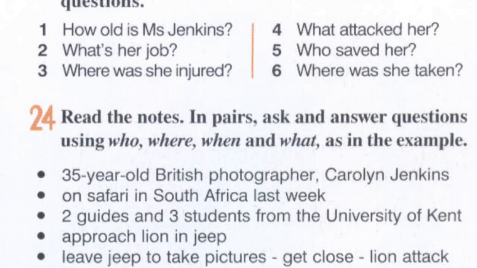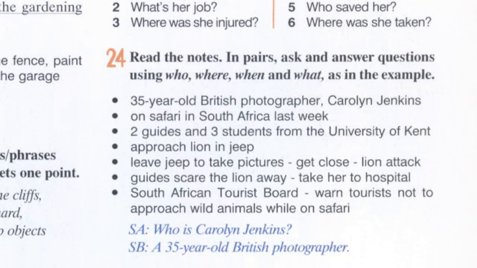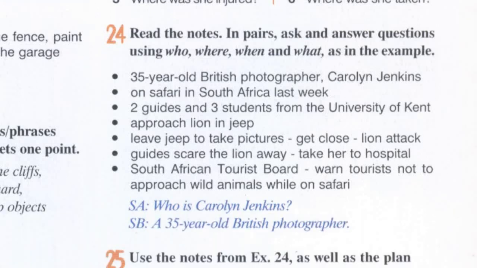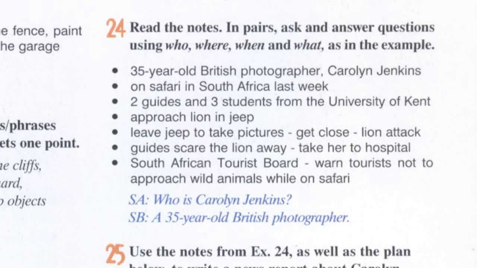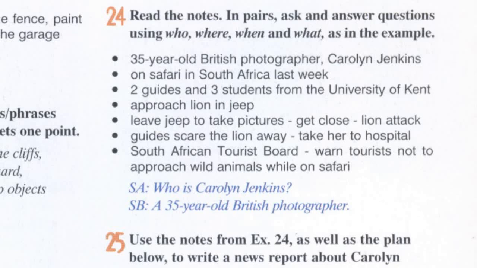Now, look at exercise number 24. In exercise number 24, you need to read the notes in pairs and ask and answer the questions. Okay, let's try some of them. Look at here. We want to form questions out of this. 35-year-old British photographer: Carolyn Jenkins. And the question, who is Carolyn Jenkins? And the answer, a 35-year-old British photographer.